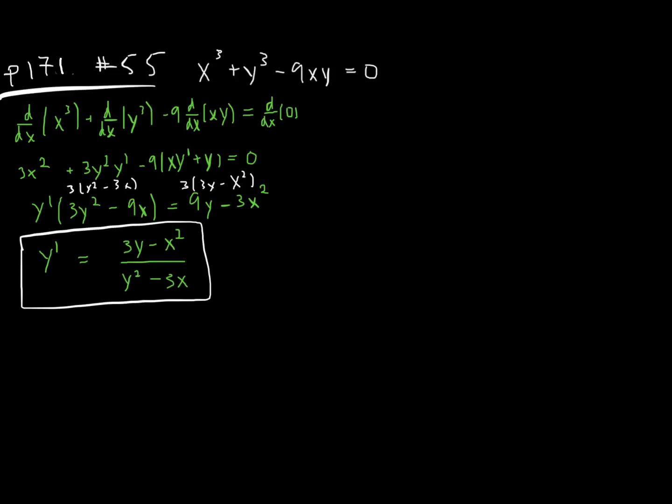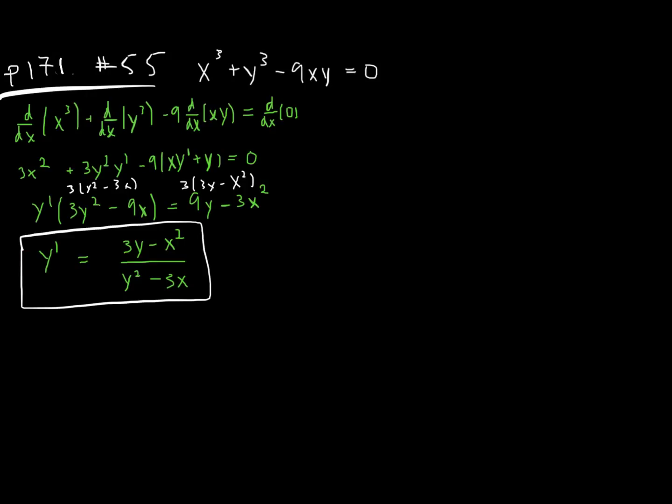Now I'm collecting y prime on the left side and getting everything else to the right side, so I'm going to subtract a 3x squared. I'm also going to add a 9y, and then I'm going to be left with y prime, and I'm going to factor it out, and I have 3y squared minus 9x. I'm also going to factor a 3 out from each of these so that when I divide, those 3's will cancel, and I'm left with (3y minus x squared) over (y squared minus 3x), and that is my derivative.